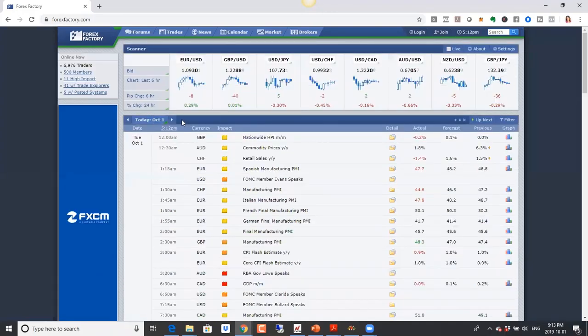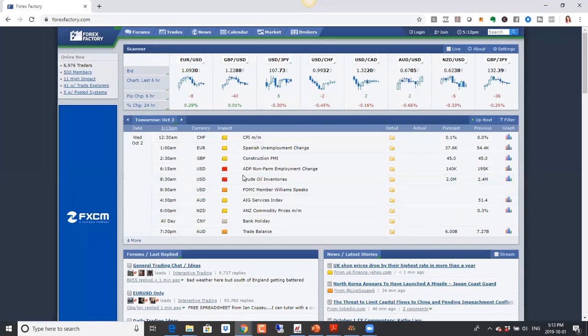Now, coming up on Wednesday, we have the ADP non-farm employment numbers. These will be important because they're precursors to our non-farm payroll data on Friday. As well, we have the crude oil inventories. If there's a drawdown, that'll be good for oil and good for the Canadian dollar. If there's a buildup, that will be bad for oil and bad for the Canadian dollar, which means dollar CAD is likely to go up under that scenario.